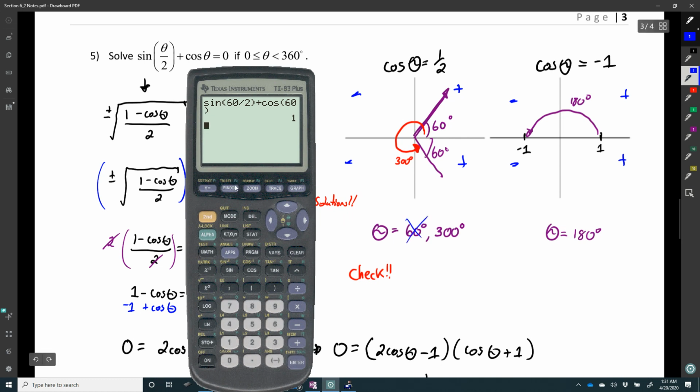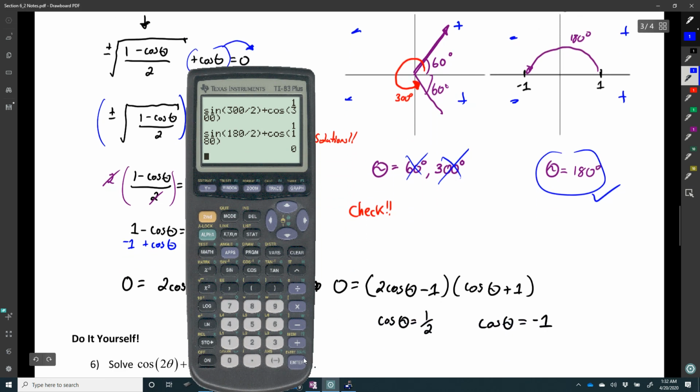And so now I'm going to try 300. So sine of 300 over 2 plus cosine of 300. Also got 1. Wah, wah. So now I do 180. Sine of 180 over 2 plus cosine of 180. Yay! And so this one actually worked out. So my only solution here is 180 degrees.